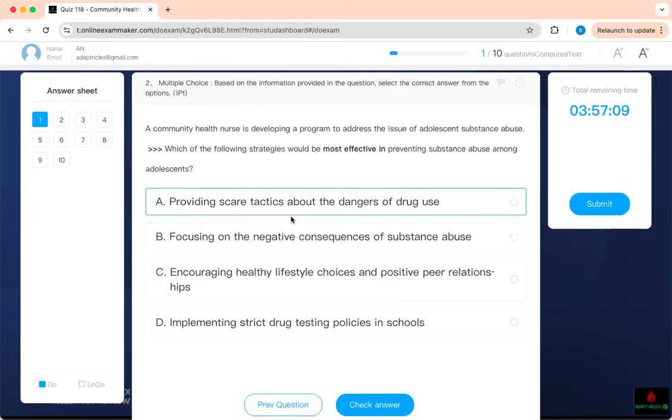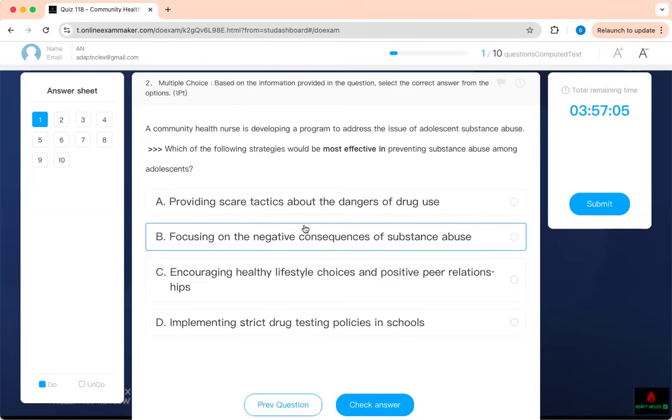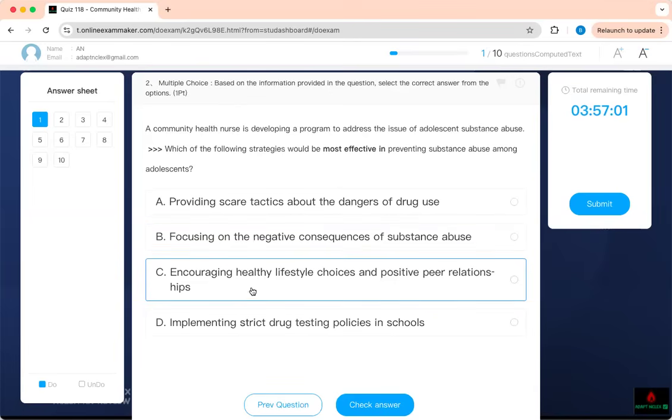Providing scare tactics about the dangers of drugs is not proper education. Focusing on negative consequences is not. Encouraging a healthy lifestyle, this is education. It's a form of primary prevention, and so are positive peer relationships. These are all positive primary prevention strategies. Implementing strict drug testing policy and screening policy are never the most effective.